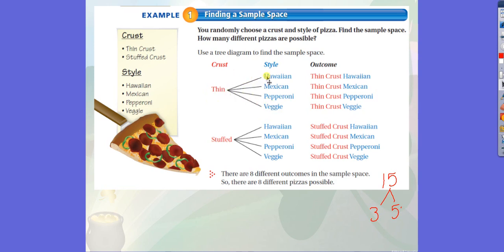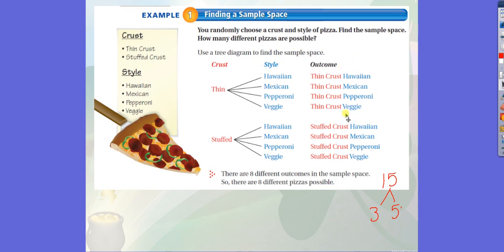And now you do the style. So once I know that I want a thin crust pizza, then I can make it Hawaiian, Mexican, pepperoni, or veggie. Same for stuffed crust. If I chose stuffed crust, I then can make it Hawaiian, Mexican, pepperoni, or veggie. So the way to count the number of outcomes is to count the words written at the very end. So 1, 2, 3, 4, 5, 6, 7, 8. So there's 8 outcomes. And the way you read it is just how they've shown you here: thin, Hawaiian, thin, Mexican, and so on. You just follow the branches of the tree.